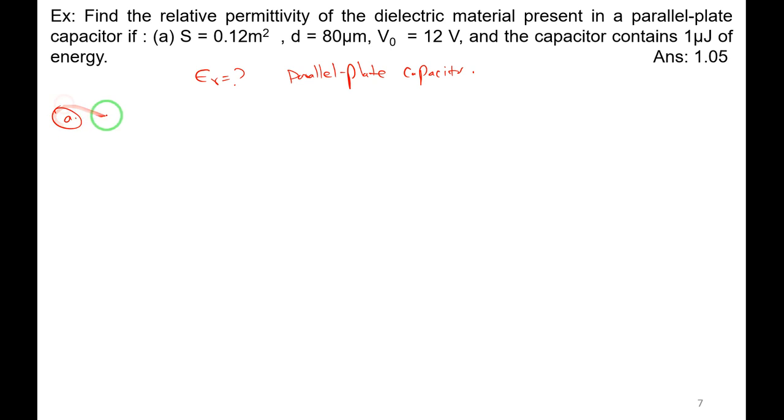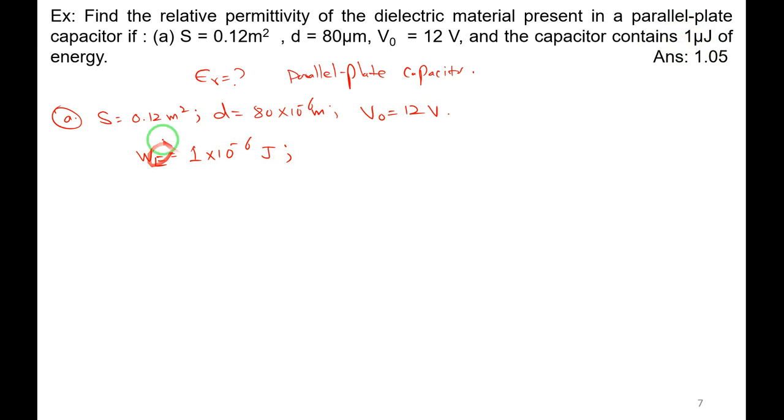Then, what they have given: the surface area of the plates is 0.12 meter square. It is in meters only. The separation between the plates, D, is 80 micrometer, 80 into 10 power minus 6 meters. The potential difference between the plates is given as 12 volts, right? And it is asked to find out the epsilon r, and the capacitor contains 1 microjoule of energy, means W_V is given. The capacitor is storing 1 microjoule, so 1 into 10 power minus 6 joules, that is W_V.